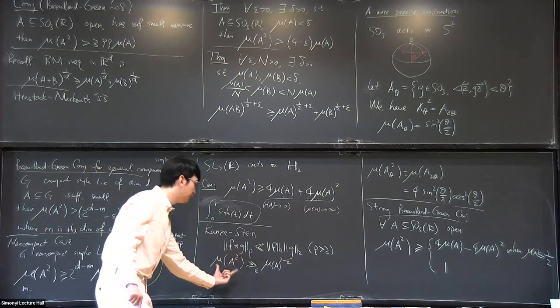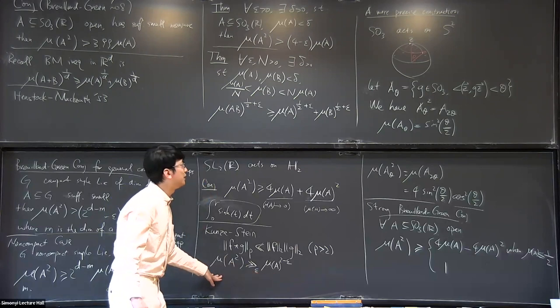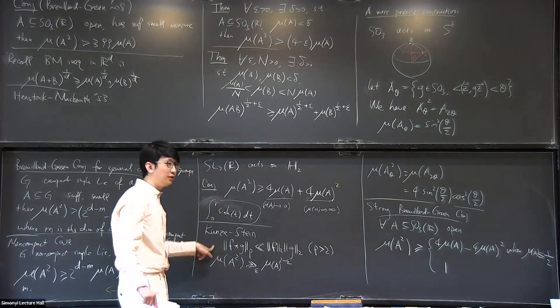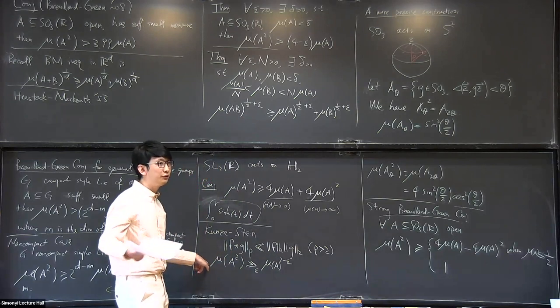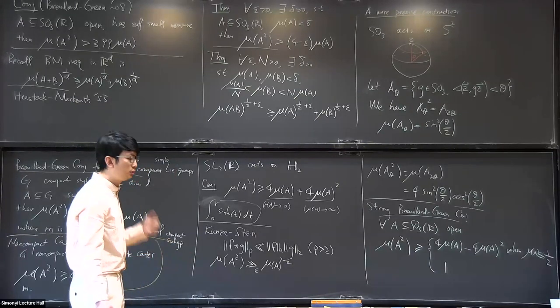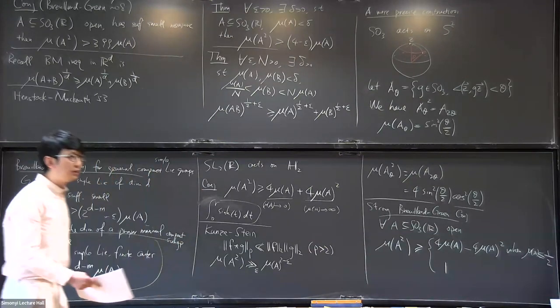So once you have this estimate for sets, okay, this is for A squared, but I think you can also make it asymmetric for A and B. And then you can go back by considering the super level sets and try to get some information for general convolution of functions. So I think that is the connection with this expansion.